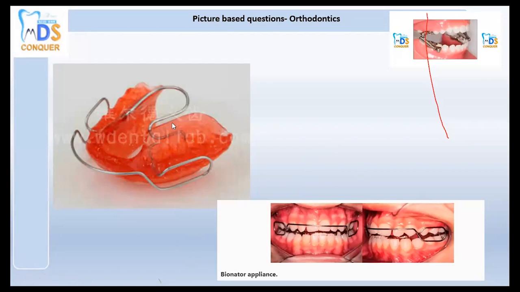So up to here, no problem in identifying these three important appliances, I think. Any problem in identifying the activator, bionator and Frankel appliances? Only thing is, remember the Frankel appliance 2 and 3. For Frankel 2, the labial shields will be in the lower arch to permit the forward growth of the mandible. In a class 3 Frankel, the labial shields will be in the upper to permit the growth of the maxilla and to restrict the mandible in class 3 conditions. Very good.